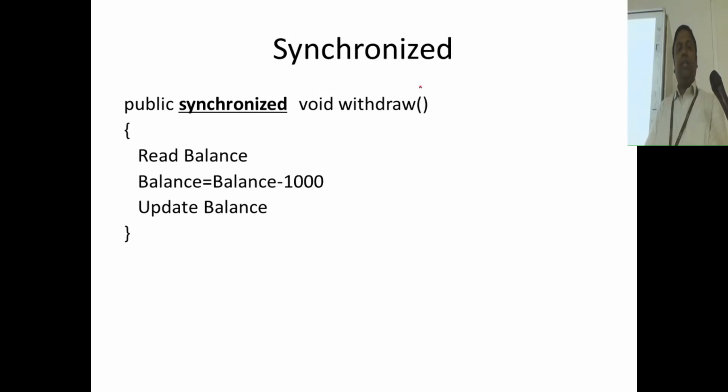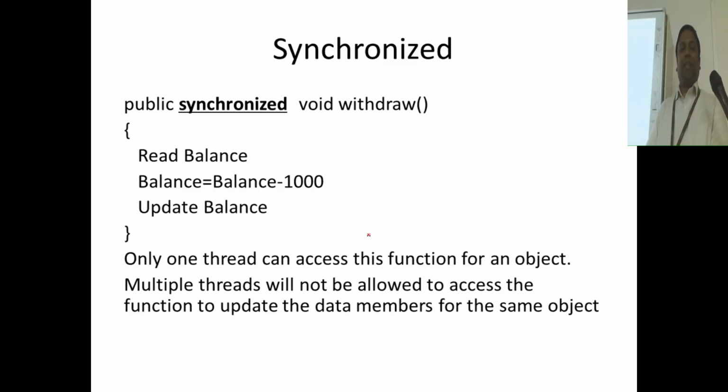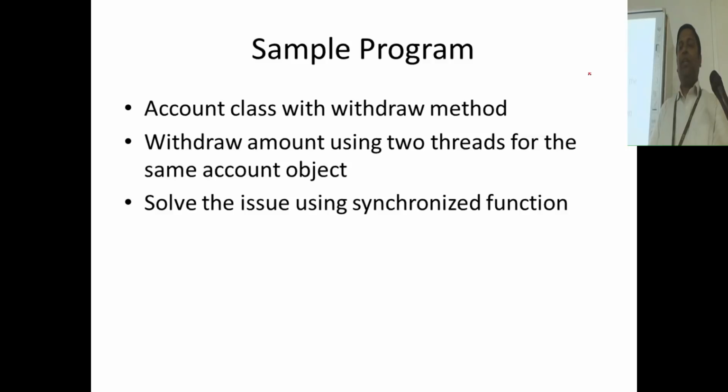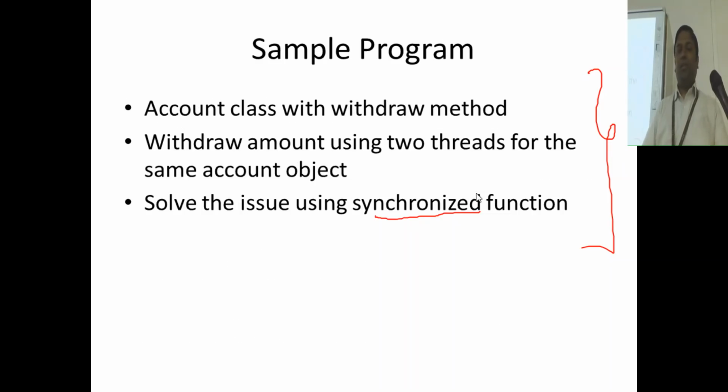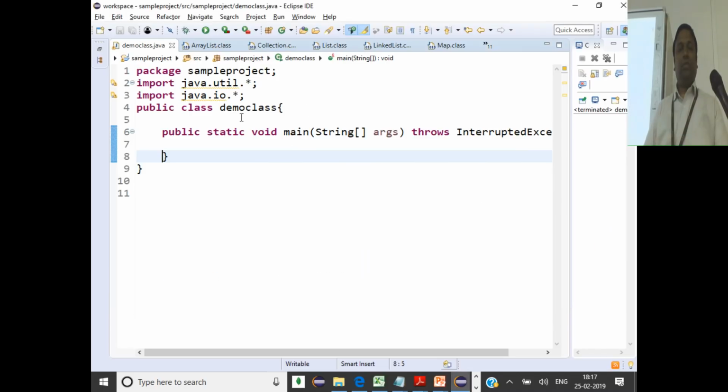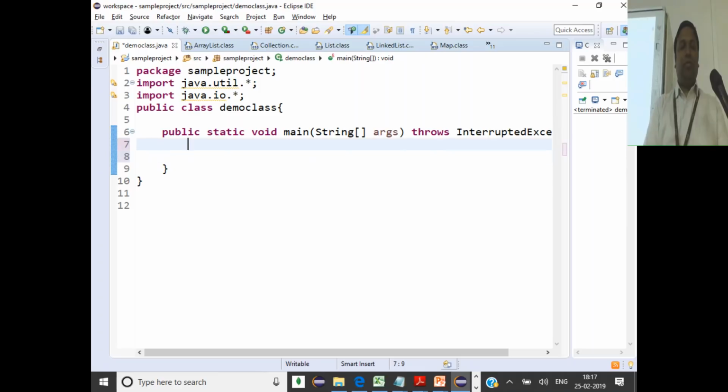I think synchronized was explained. Can we write this code again to understand the synchronized sample program wherein you have an account class? Whatever we have seen now, can you just write code for that? Can you look at the code? Say you withdraw amount using two threads. Solve the issue using a synchronized function. We did this in the last class. Just to recollect, can you perform that? Say we'll have this class Account.